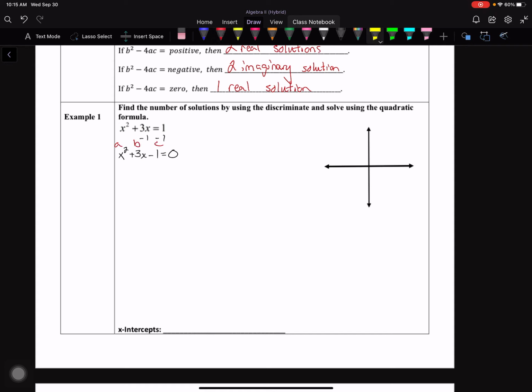And just a quick note, A is the coefficient in front of x squared, B is the coefficient in front of x, and C is the constant. You can think of it like constant. It is the number without a variable beside it.